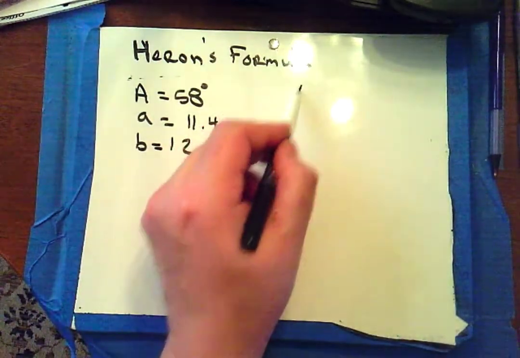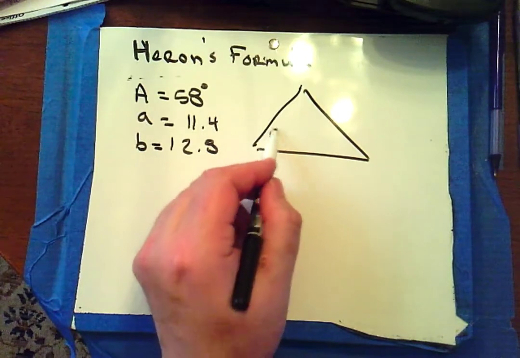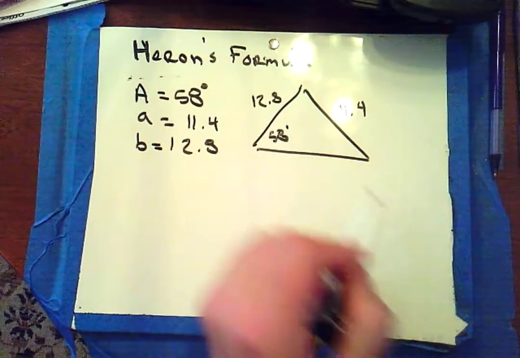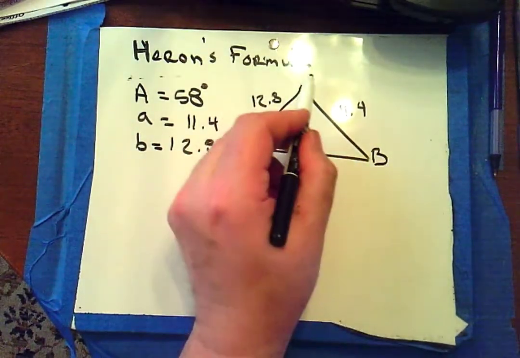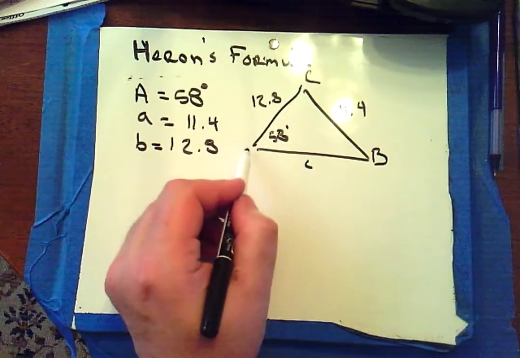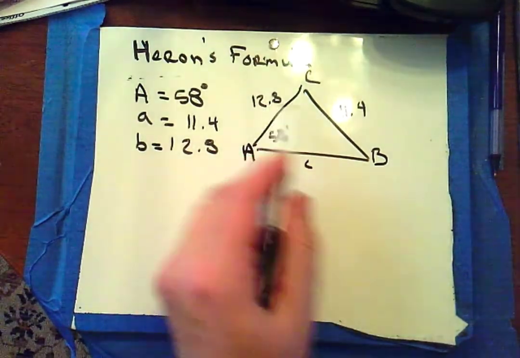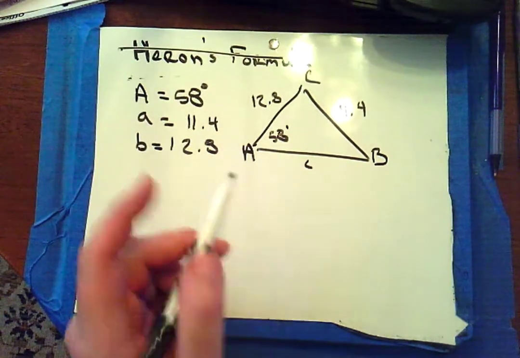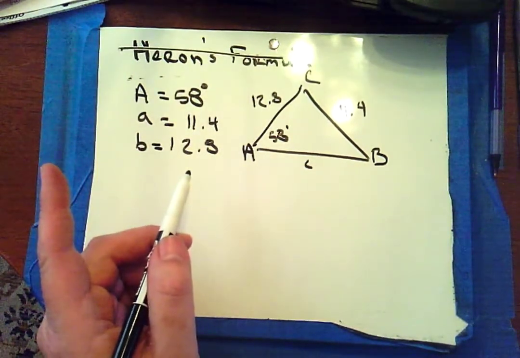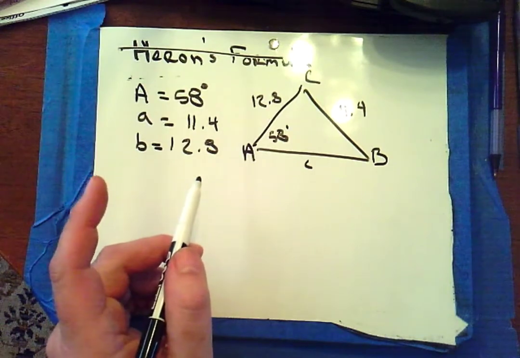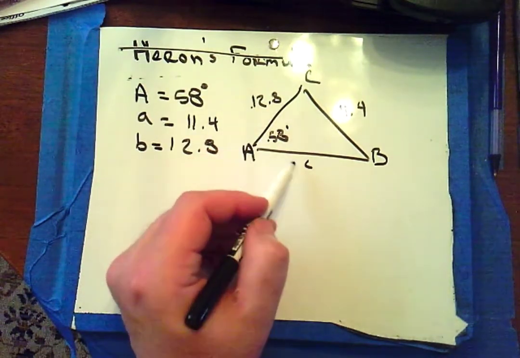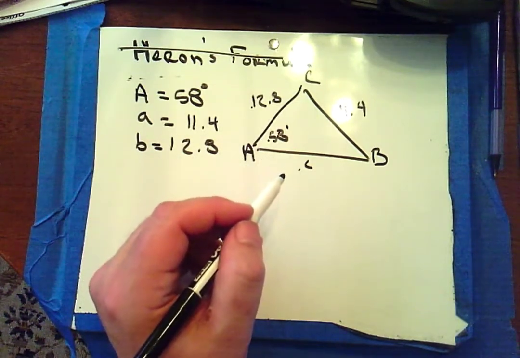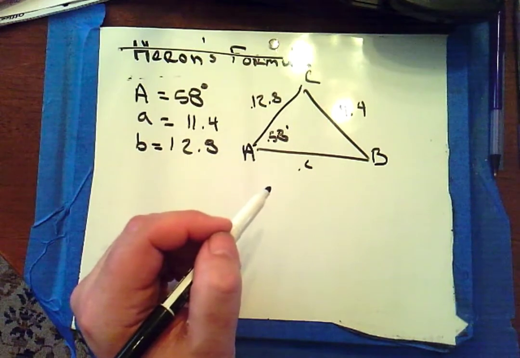So here's what I notice when I start this problem. 58 degrees, 11.4, 12.8. And this would be big B, big C, little c, and big A. I don't have side, side, side, and so I can't use Heron's formula. I can't even use our method of side angle side. Side angle, I don't have this side yet. So I'm going to have to use law of sines here first to get anywhere with the problem.